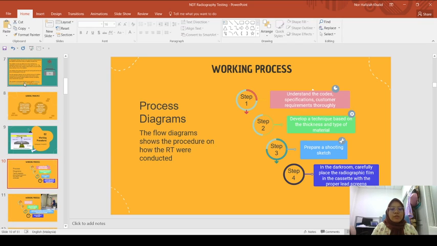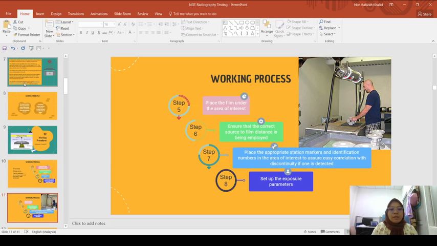First of all, we need to understand the codes, specifications, customer requirements thoroughly to develop a technique based on the thickness and type of material. We need to prepare a shooting sketch. In a dark room, carefully place the radiographic film in the cassette with the proper lead screens and place the film under the area of interest. Ensure that the correct source to film distance is being employed and place the appropriate station markers and identification numbers in the area of interest to assure easy correlation with discontinuity if one is detected.